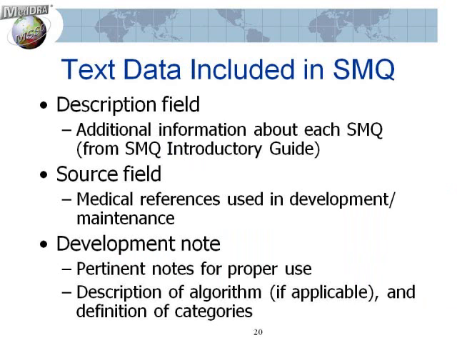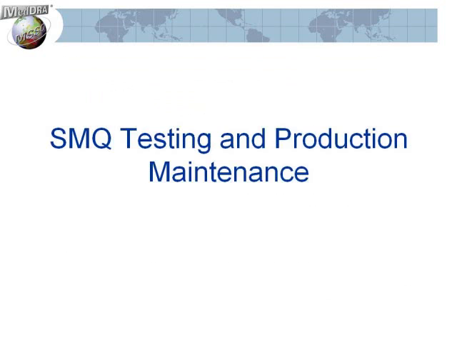Within the SMQ ASCII files are 3 text fields, which are important for users to know about. The description field gives a brief definition of the SMQ topic. The source field cites the medical references used to build the term content of the SMQ. And the development note contains useful information for proper use of the SMQ. For example, in the development note is where you will find the description of an SMQ's algorithm, if applicable.